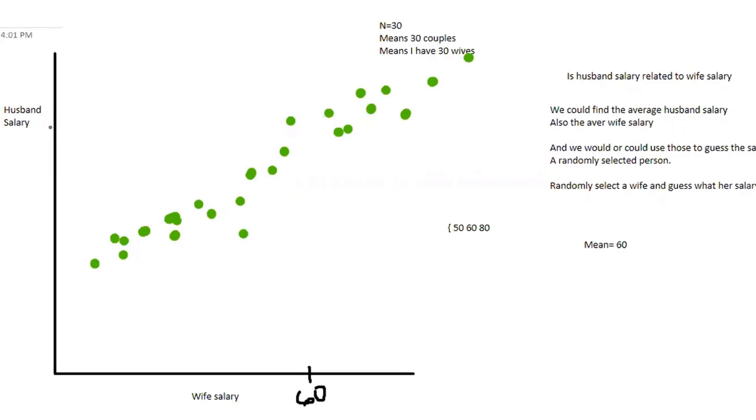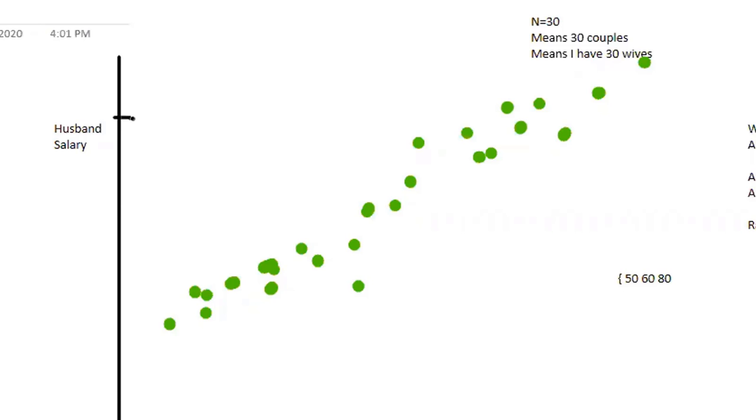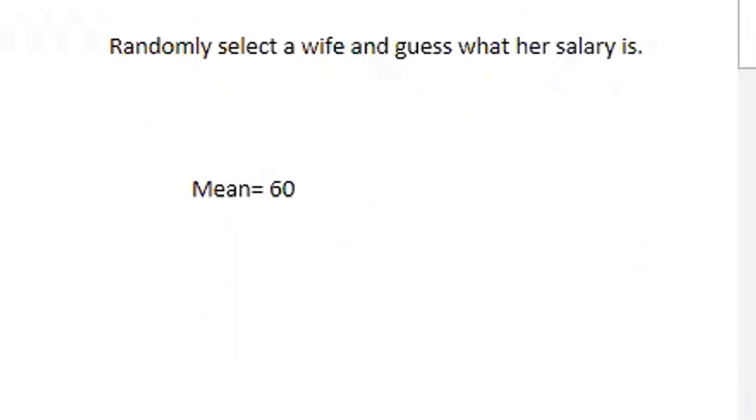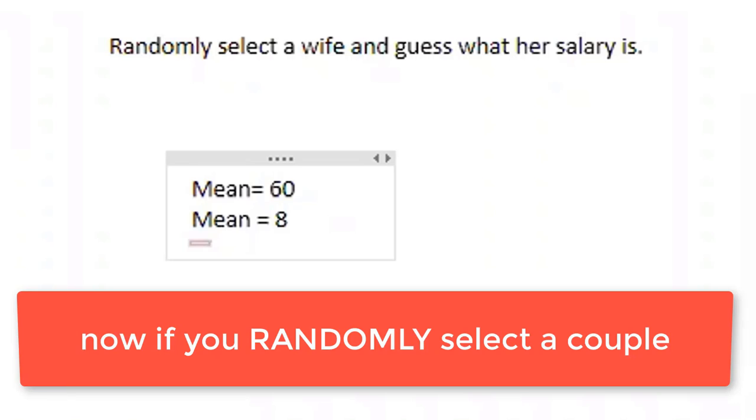And then we could do exactly the same thing with the husband. And let's say this is the husband, and let's say 80,000 is the mean. Okay, so we could do this. And so if that's all the information you had, if you didn't have this picture, you didn't have these green dots, you just knew that the mean for the wife is 60, and you also knew that the mean for the husband is 80.